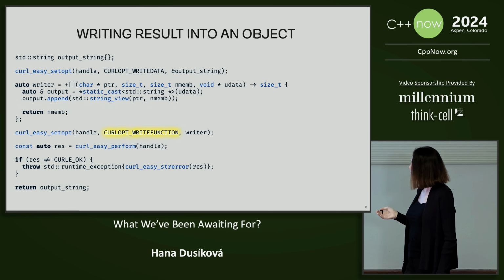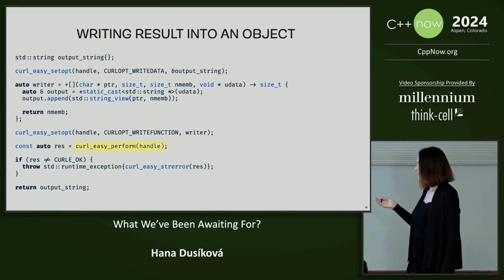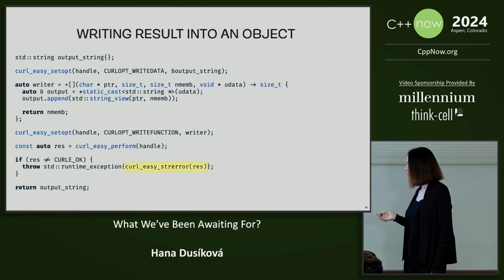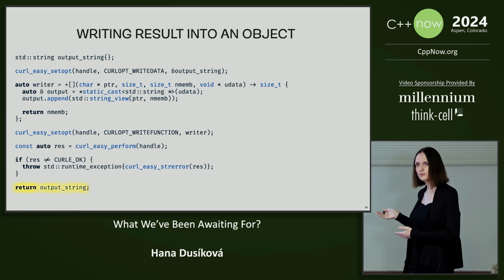And then I return a number of members. And I will provide the lambda itself. And then call the perform. Check for the error, throw an exception if there is an error, and return the output I just downloaded. I have a simple synchronous fetch function.